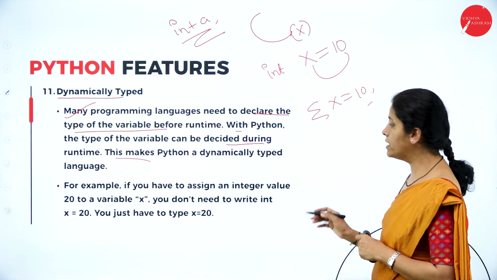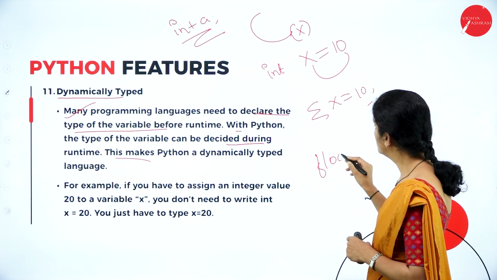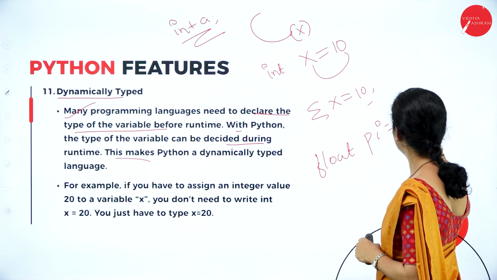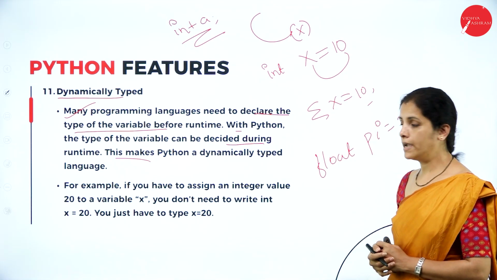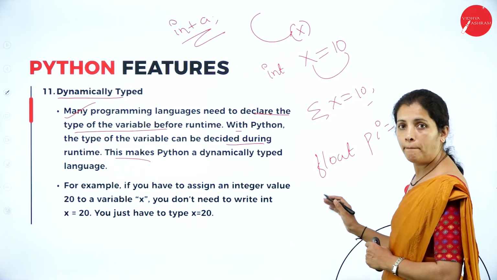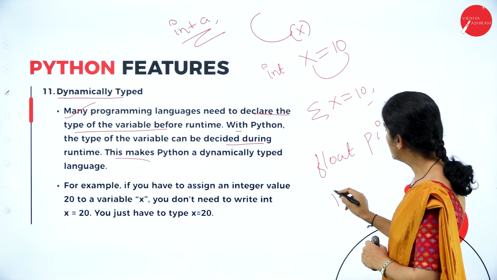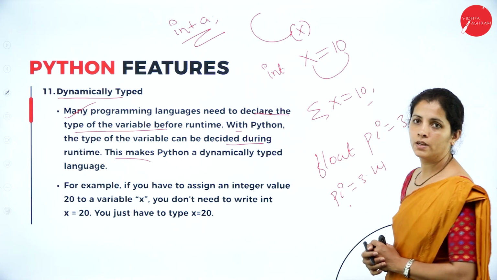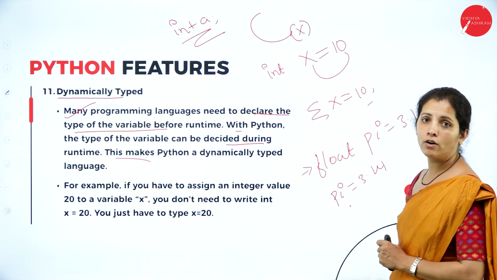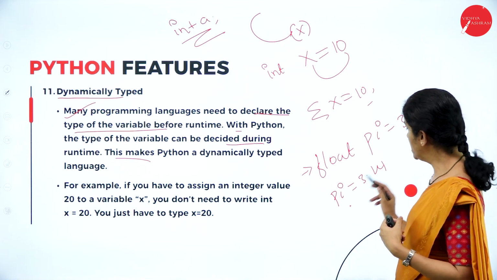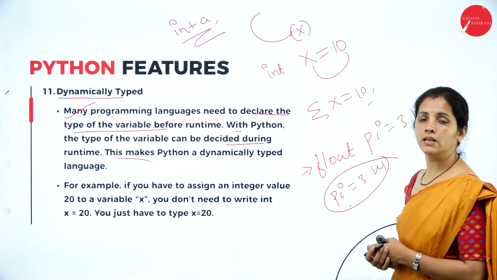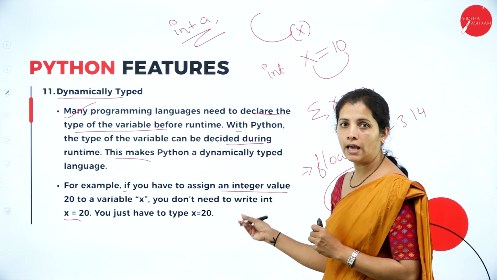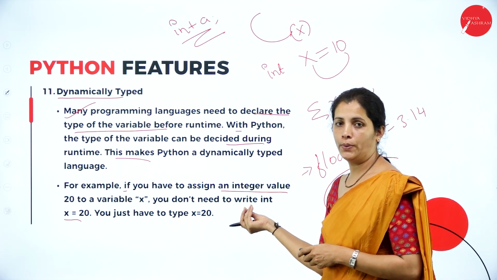Okay, so in C, how will I write? float pi equal to 3.14. Okay, fine. Now, in Python, how will I write? pi equal to 3.14. So here I'm going to tell which kind of data at the beginning only. But here it is understood by the interpreter during the execution of the program. Now it is understood by the interpreter that x equal to 20.